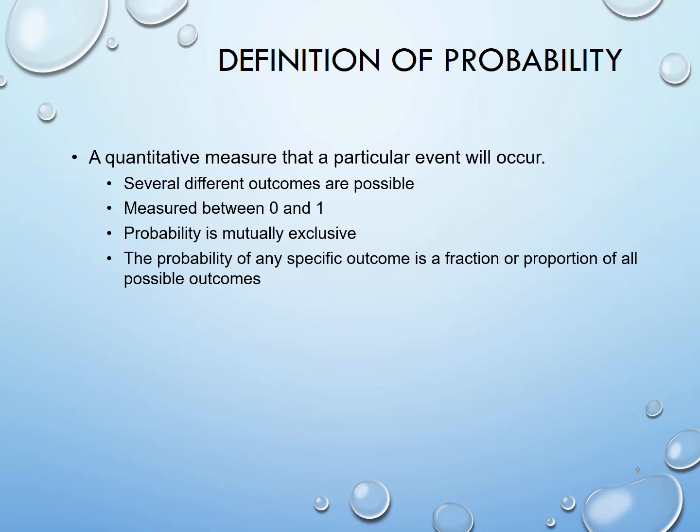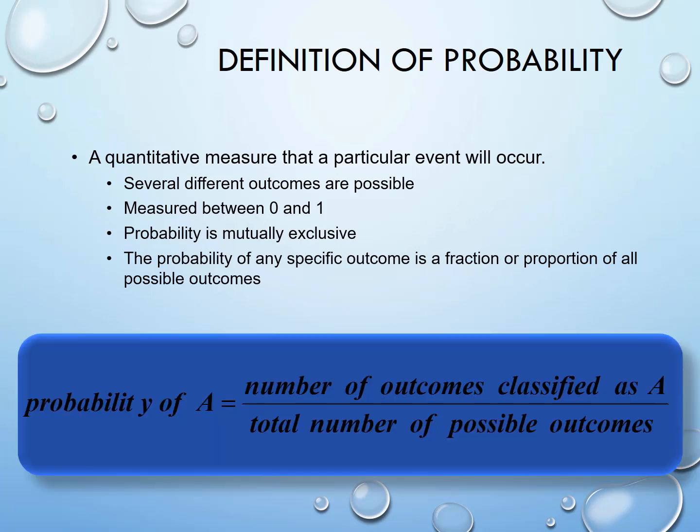Probability is mutually exclusive, meaning that two events cannot occur simultaneously, so they cannot happen at the same time. If there is a chance that A will happen, B cannot happen. And the probability of any specific outcome is a fraction or a proportion of all the possible outcomes.